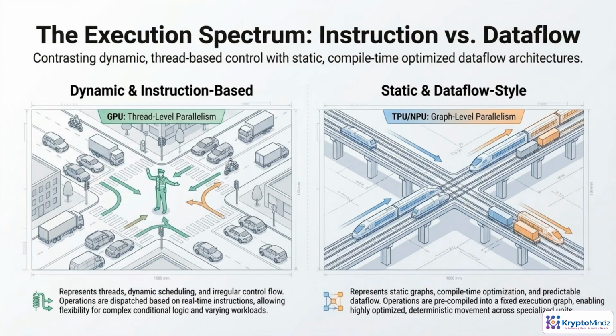You can think of GPUs as a busy intersection with a human traffic controller. Cars are like threads. They arrive unpredictably, and the controller issues instructions in real time. That's great for flexible branching code, but coordination overhead is higher. TPUs and Ascend NPUs are more like high-speed trains on fixed tracks. The route is planned at compile time, so movement is highly regular and efficient. You lose some flexibility, but gain predictable, optimized throughput for large, well-structured computation graphs.